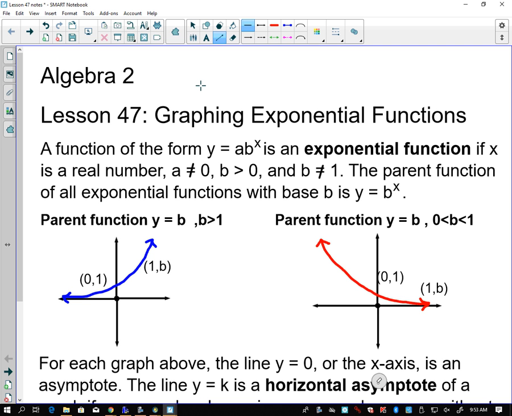The parent function, meaning the most basic exponential function that we can make, is the function y equals b to the x, meaning that a was just equal to 1. So we have two different types of parent functions. We have an exponential increase parent function, and we have an exponential decrease parent function. One parent function would be y equals b to the x, where b is greater than 1. And we have the parent function y equals b to the x, where b is greater than 0 but less than 1.